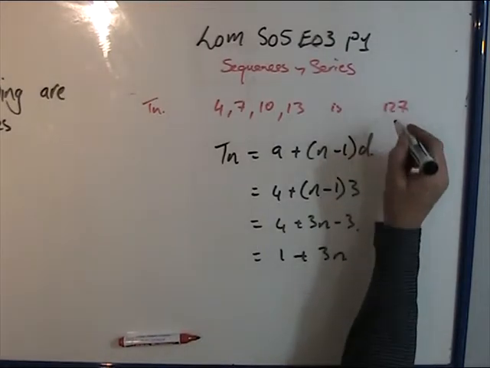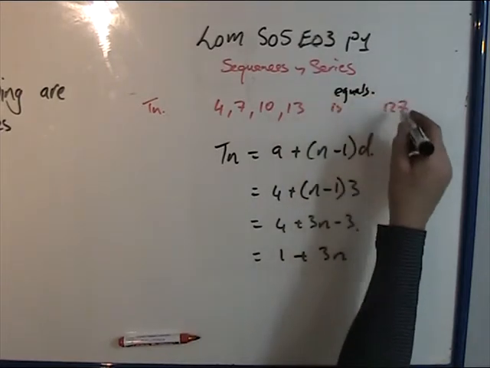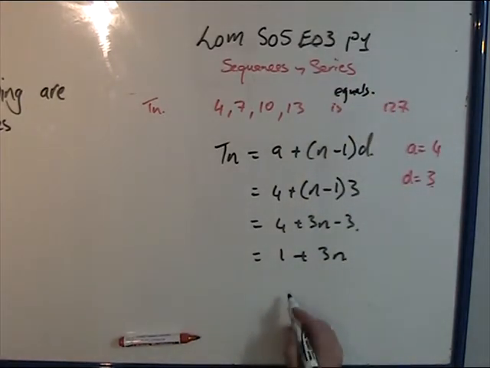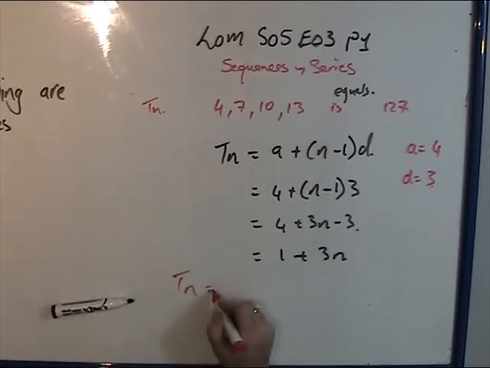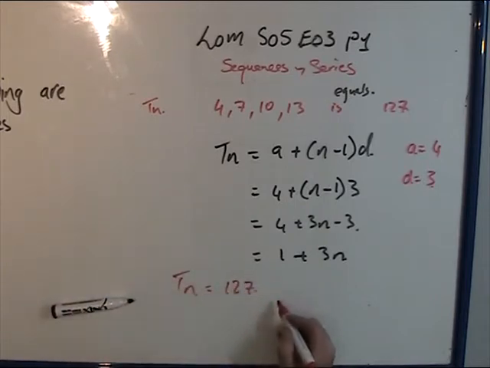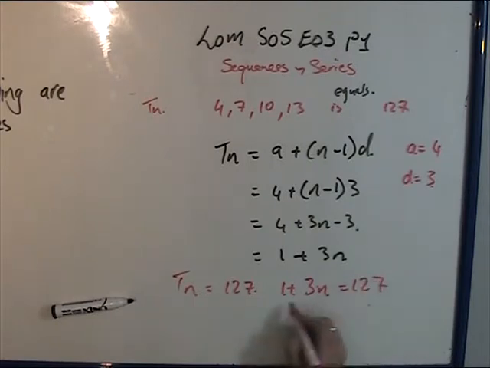Now it says making this equal to 127, so we make this equal to 127 and we find out what the term is. So Tn, we'll write that Tn is equal to 127. Therefore 1 plus 3n is equal to 127, and we can solve for n.